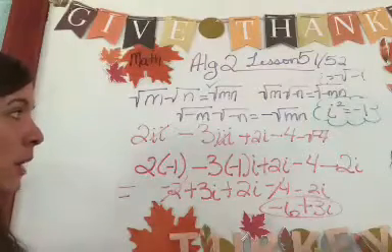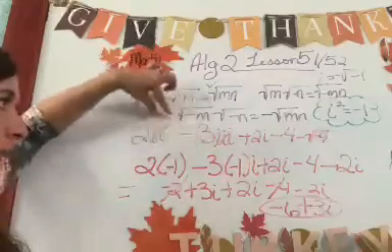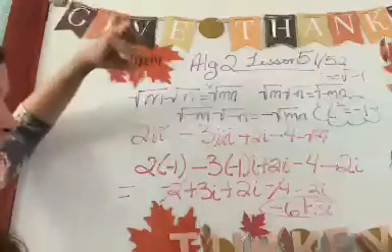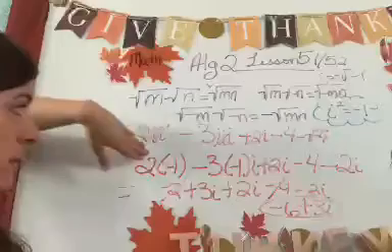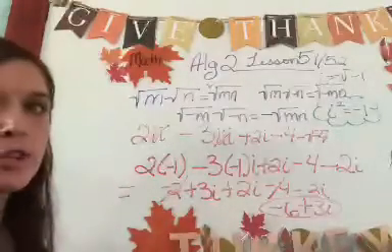Okay? Process it again, right? Every 2 i's equals a -1. So you have to go through, simplify it down to either a number without an i or just one i. Then combine your like terms.